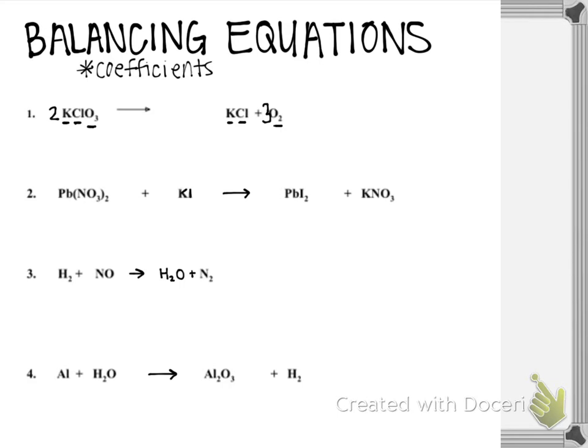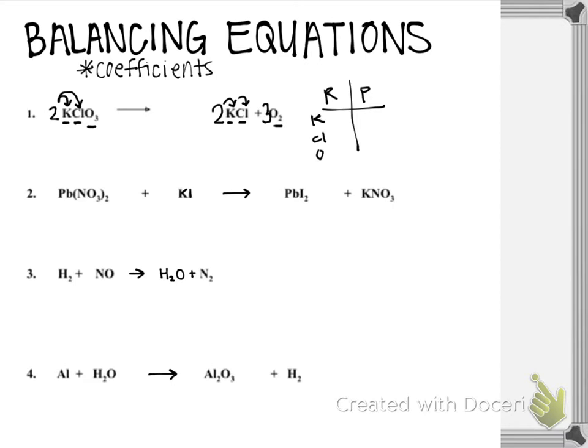Now if you look back, that 2 also on your reactant side affects your number of K and your number of Cl. It's giving it 2 Ks and 2 Cls, so I have to look on the product side. I need 2 Ks and 2 Cls. So if you look now and you do a T-chart, a reactant and product chart, reactants are K, Cl, and O. Products are K, Cl, and O.